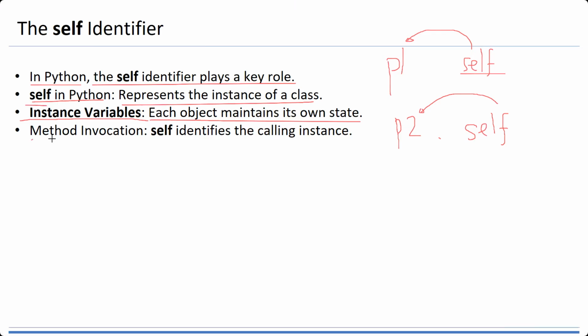And when we also call the method, self identifies the calling instance. So it will check what is the particular data for P2, what is the particular data of P1, and so on.